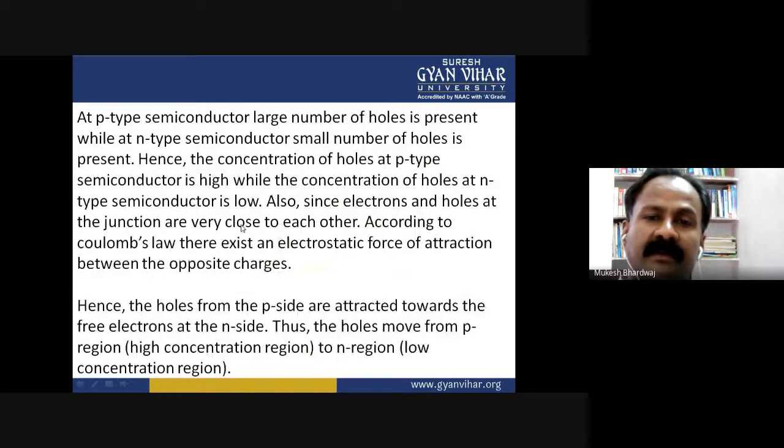In the P-type semiconductor, a large number of holes is present, while in the N-type semiconductor, a small number of holes is present. Hence, the concentration of holes in the P-type semiconductor is high, while the concentration of holes in the N-type semiconductor is low. Also, since electrons and holes at the junction are very close to each other, according to Coulomb's law, there exists an electrostatic force of attraction between the opposite charges. Hence, the holes from the P side are attracted towards the free electrons at the N side. Then the holes move from the P region, high concentration, to the N region, low concentration region.